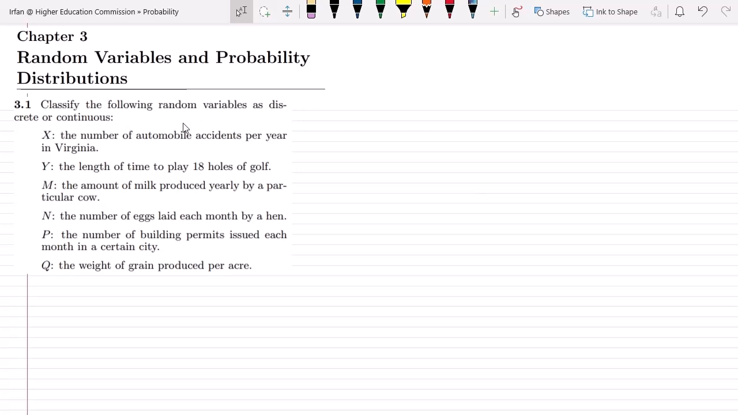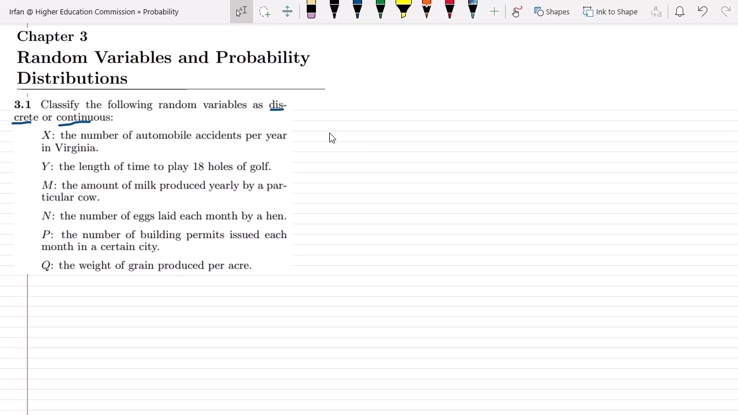As you may know, there are basically two types of random variables. The first type is the discrete random variables, as listed here, and the second type is continuous random variables. So we have to identify which of the following are discrete and which are continuous.